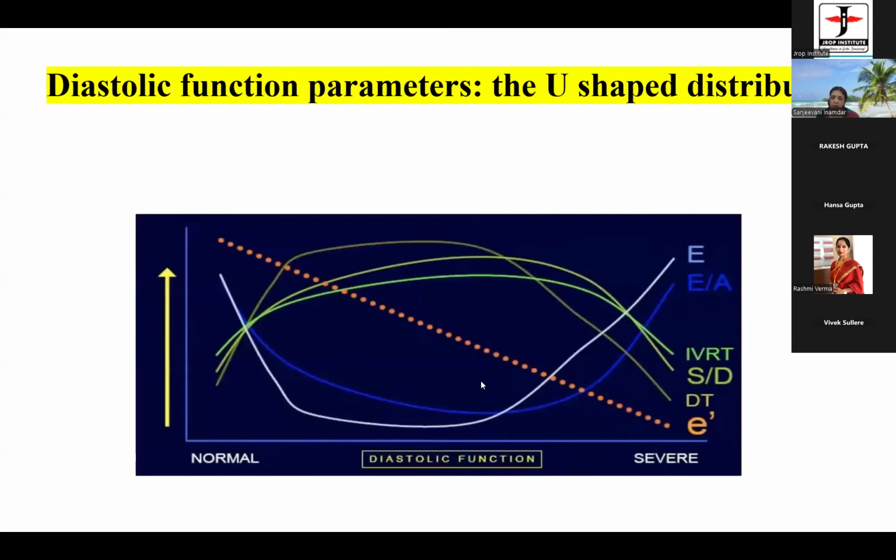Thank you. So here I wanted to impress upon your mind that in very severe diastolic dysfunction, there is E by A more than 2, IVRT less than 70, S less than D, and DT also less than 150. And in a very normal, young, healthy individual with vigorous LV activity, you also find all these things, and tissue Doppler is the thing which differentiates it.